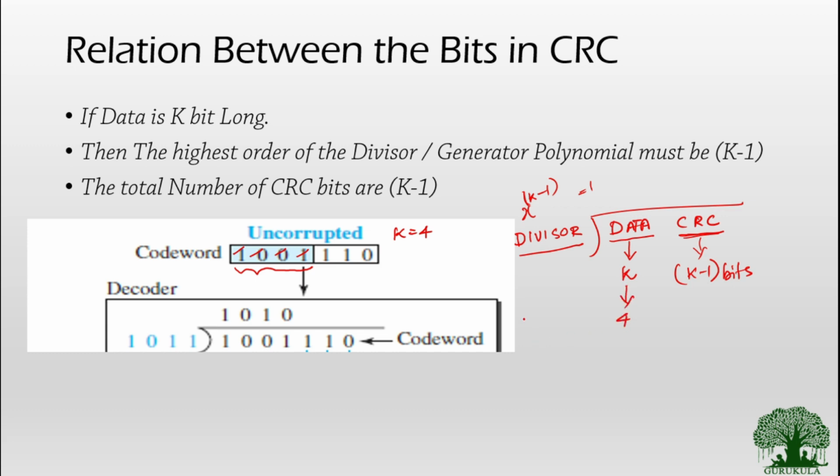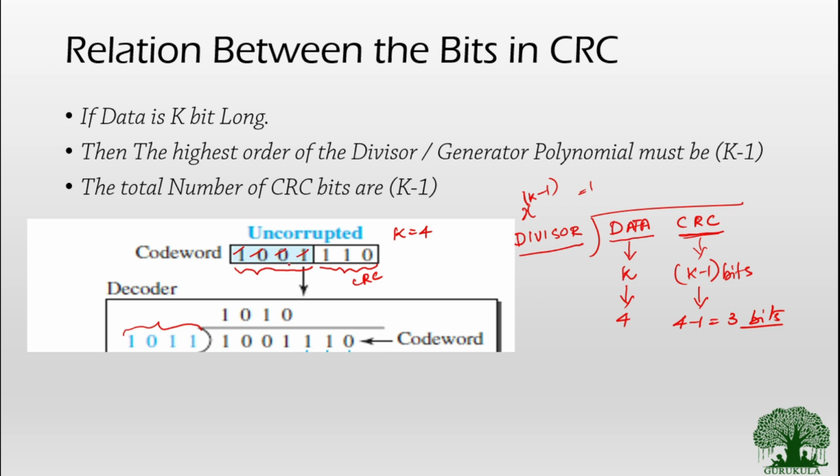Fine. So for 4 bits of data, how many CRC bits do I need? I will have k minus 1 bits. So as far as our example is concerned, 4 minus 1, 3 bits of CRC are required. So those 3 bits of CRC are appended to my data. Fine. So now coming to the divisor. This is the divisor that is being used for generating the CRC.